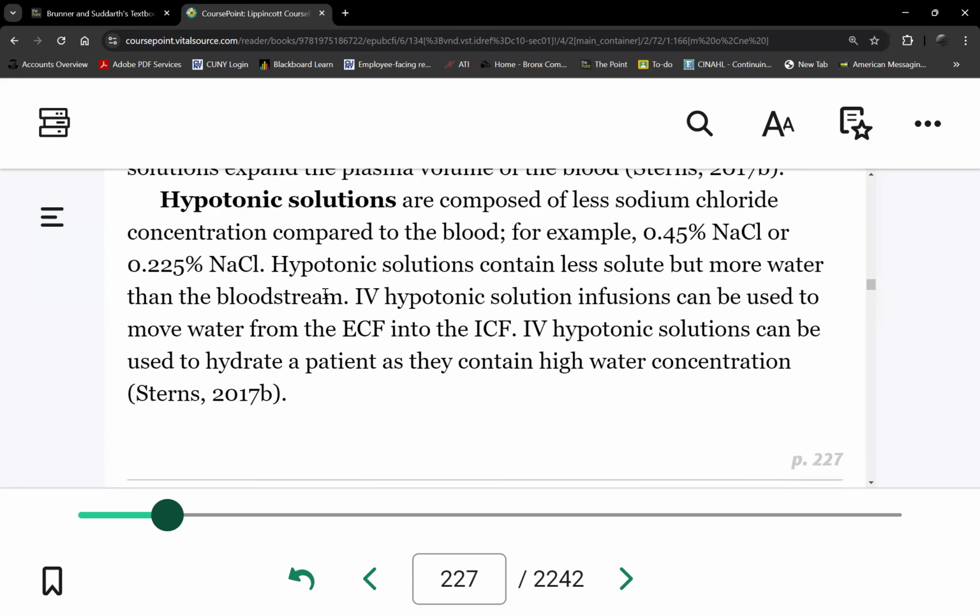Okay, so same thing here. Since this goes into the cells, what could happen here? If we don't monitor, too much water in the cells, particularly in the brain cells. So can this cause cerebral edema? Yes.